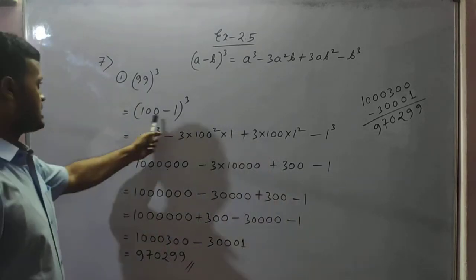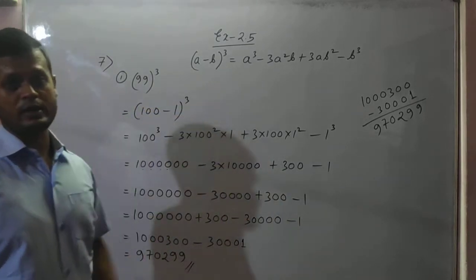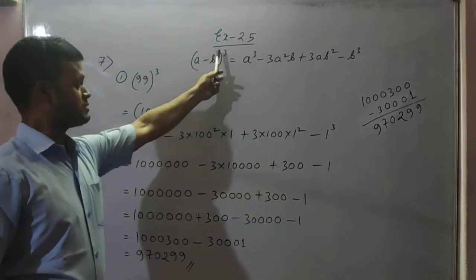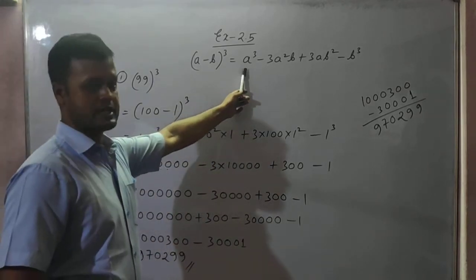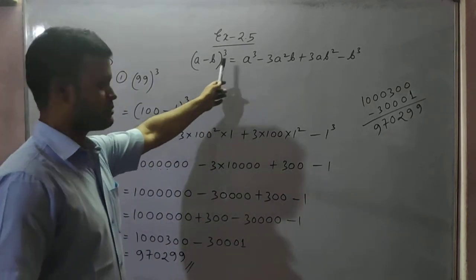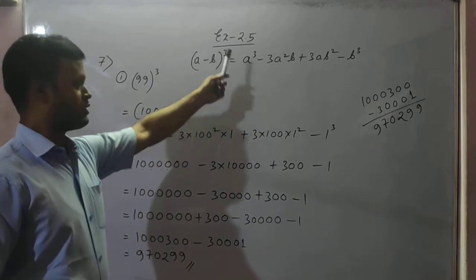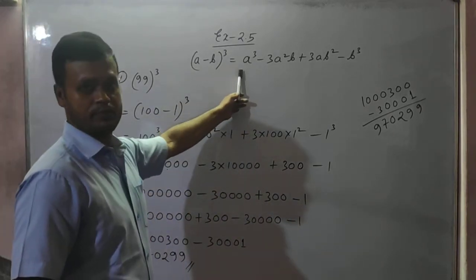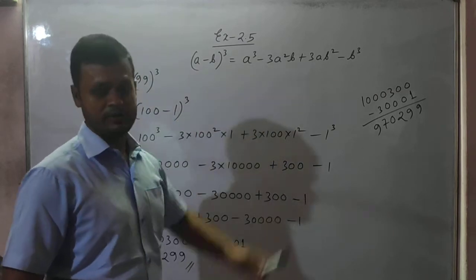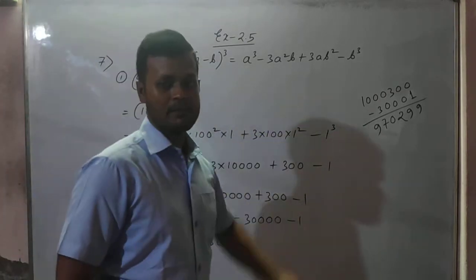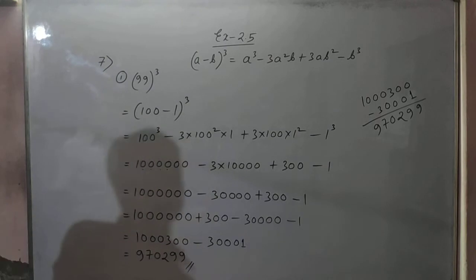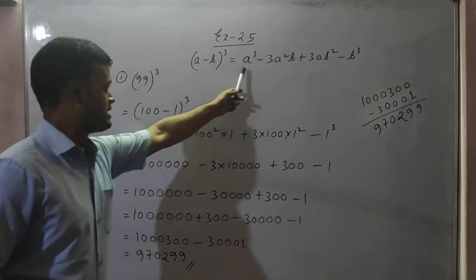So a minus b whole cube. What is the formula, students? First you will write a cube. A minus b whole cube is, first you will write a cube minus 3a square b plus 3ab square minus b cube. Okay. So understood. First I will write a cube.